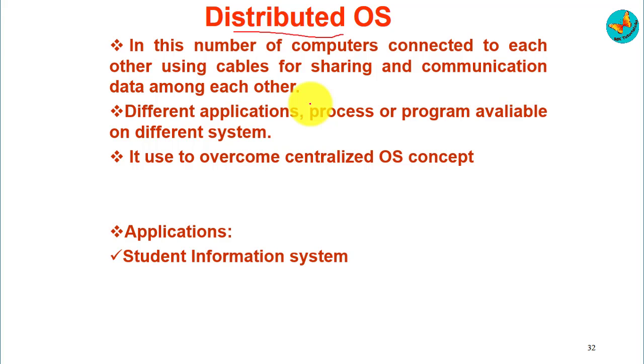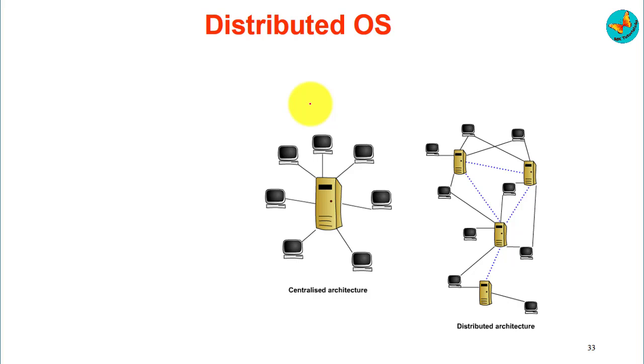Let us see the applications of this distributed operating system. Say, a student information system or a rail reservation system. Now to understand this concept, observe this particular diagram. Like I have already told you, to overcome this centralized architecture, this distributed architecture has been devised. See here, there is only one central server and multiple terminals. Here you can see that at different locations the servers are distributed and multiple terminals are connected to each of these different servers, right? Such a type of architecture is called the distributed architecture.